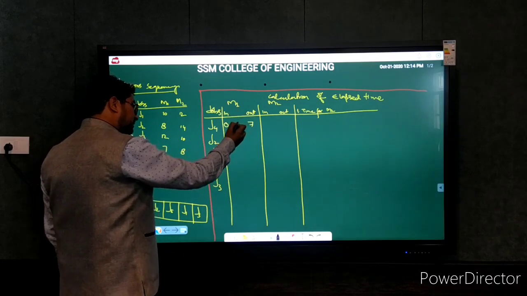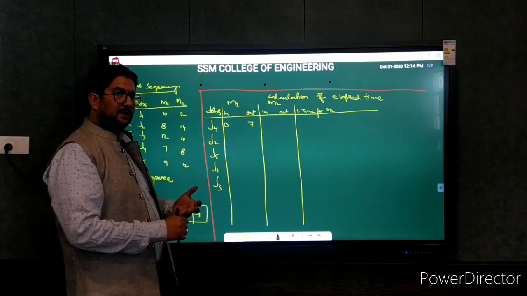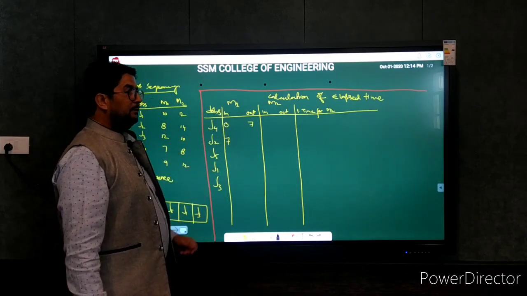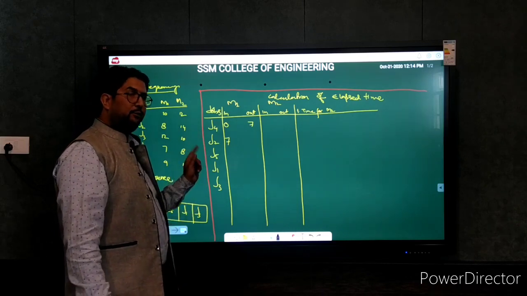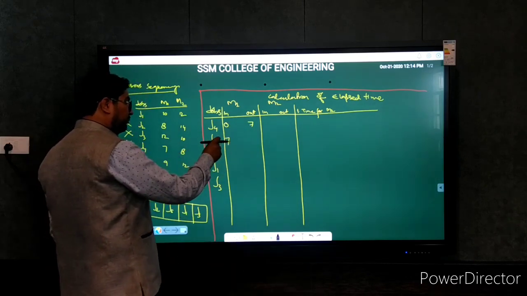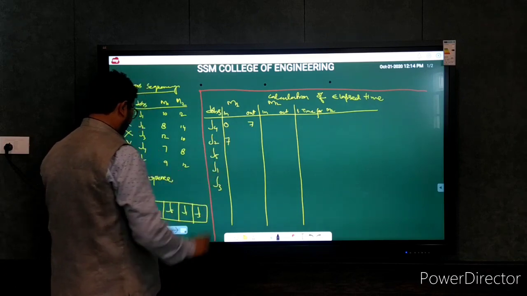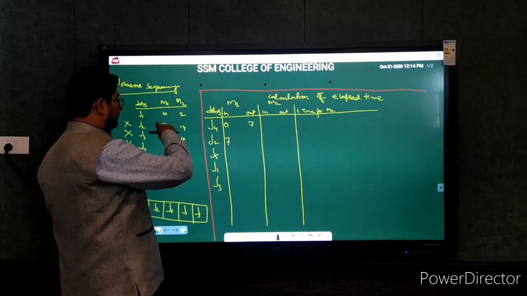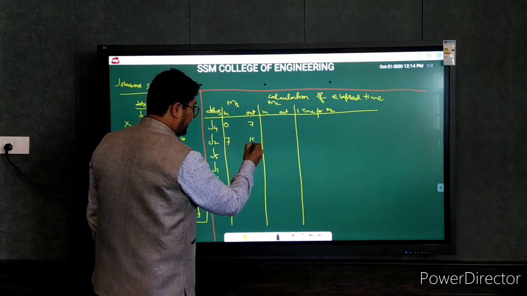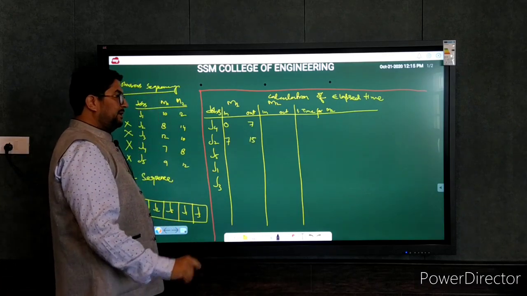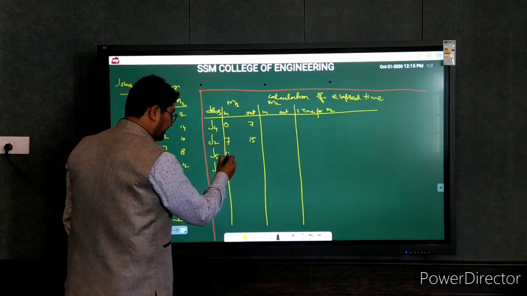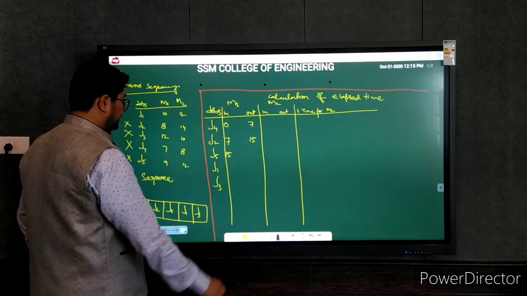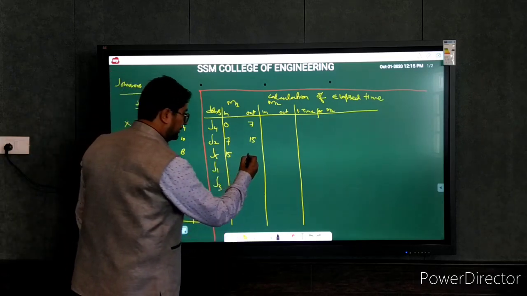Now we are taking job second. Job second will be taken at 7 because machine 1 was occupied completing job 4 till now. Job 2 will be taken at 7 and takes 8 hours to complete. So 7 plus 8 becomes 15. At 15, J2 will be completed. Now at 15, we'll take J5. J5 takes 9 hours to complete. So 15 plus 9 becomes 24.